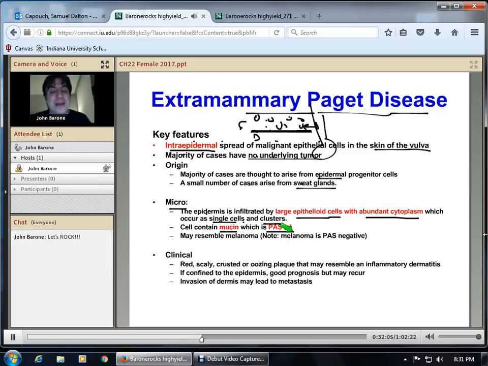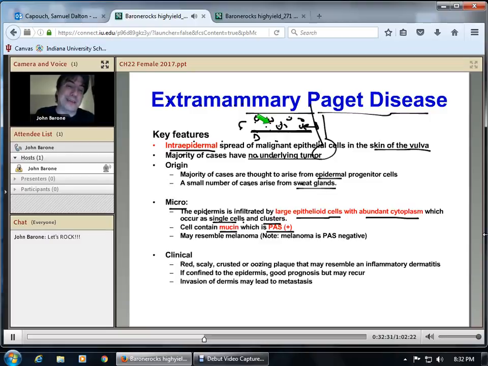Now, this is important because another tumor spreads across the epidermis, melanoma. Melanoma can spread across the epidermis too. They call it superficial spreading melanoma. It grows radially, horizontally across the skin. So these cells, you may think, wait, are these melanocytes? Well, melanocytes do not have PAS positivity. So very important to tell this under a microscope.